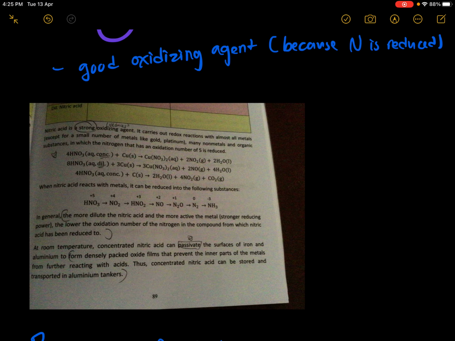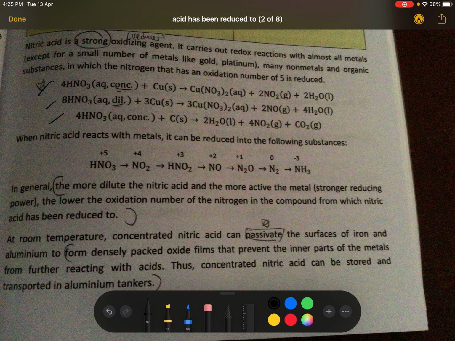Here are the examples. I'm going to read them myself as well. I believe we saw these two already just now, with the copper. And then there's another one with carbon.